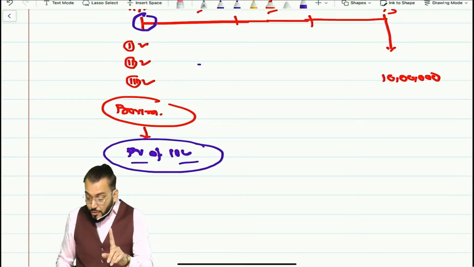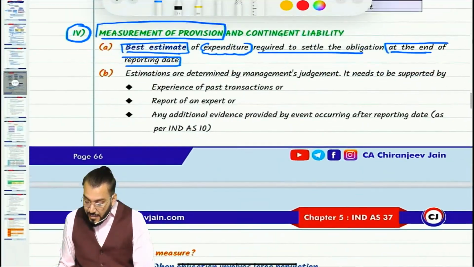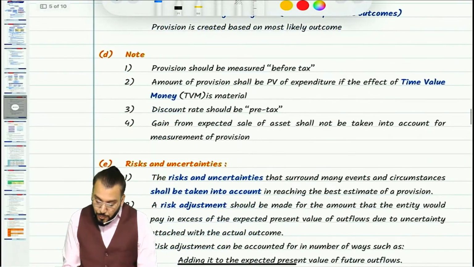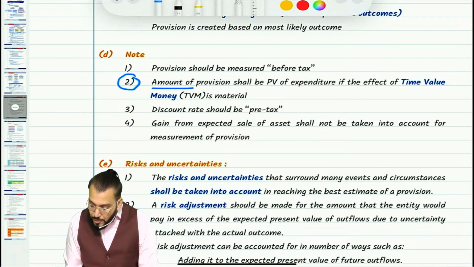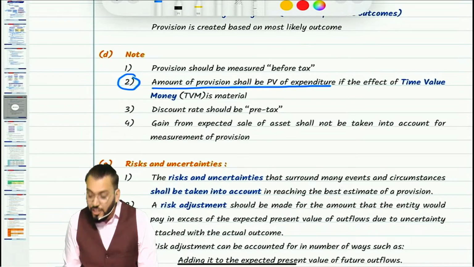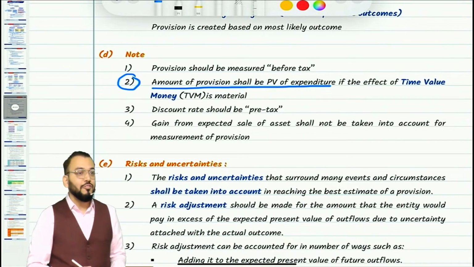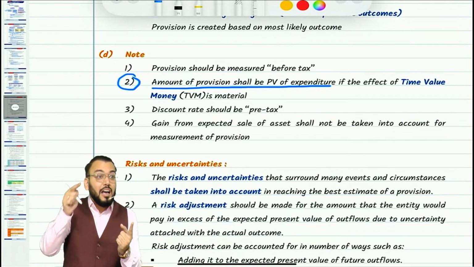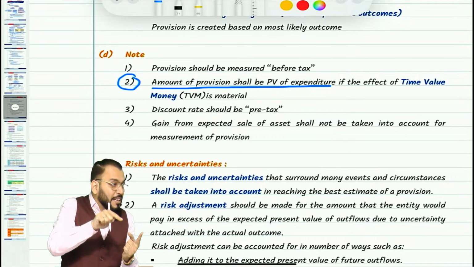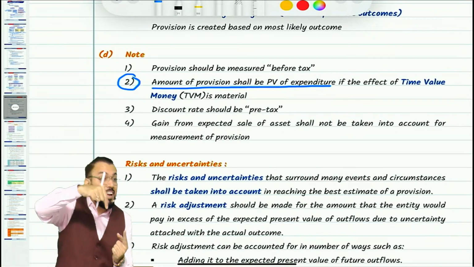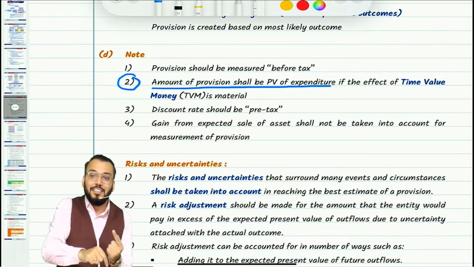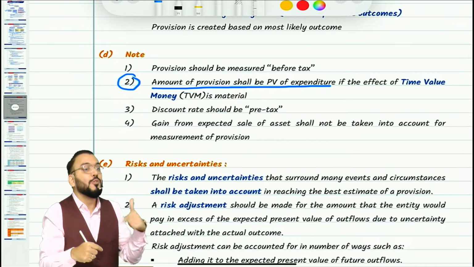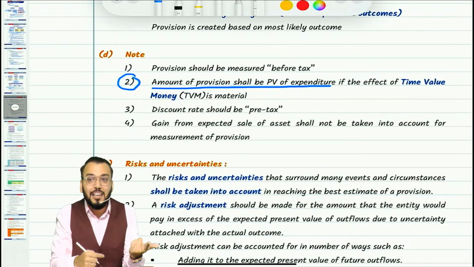Present value of 10 lakh. So what Ind AS 37 says is that at the end of the reporting date, if you come to this note, the amount of provisions shall be the present value of expenditure. Understood this point? And this is why, because they have said the best estimate of the expenditure which is required to settle the obligation at the end of the reporting date. Therefore, discounted amount means present value of future expenditure.